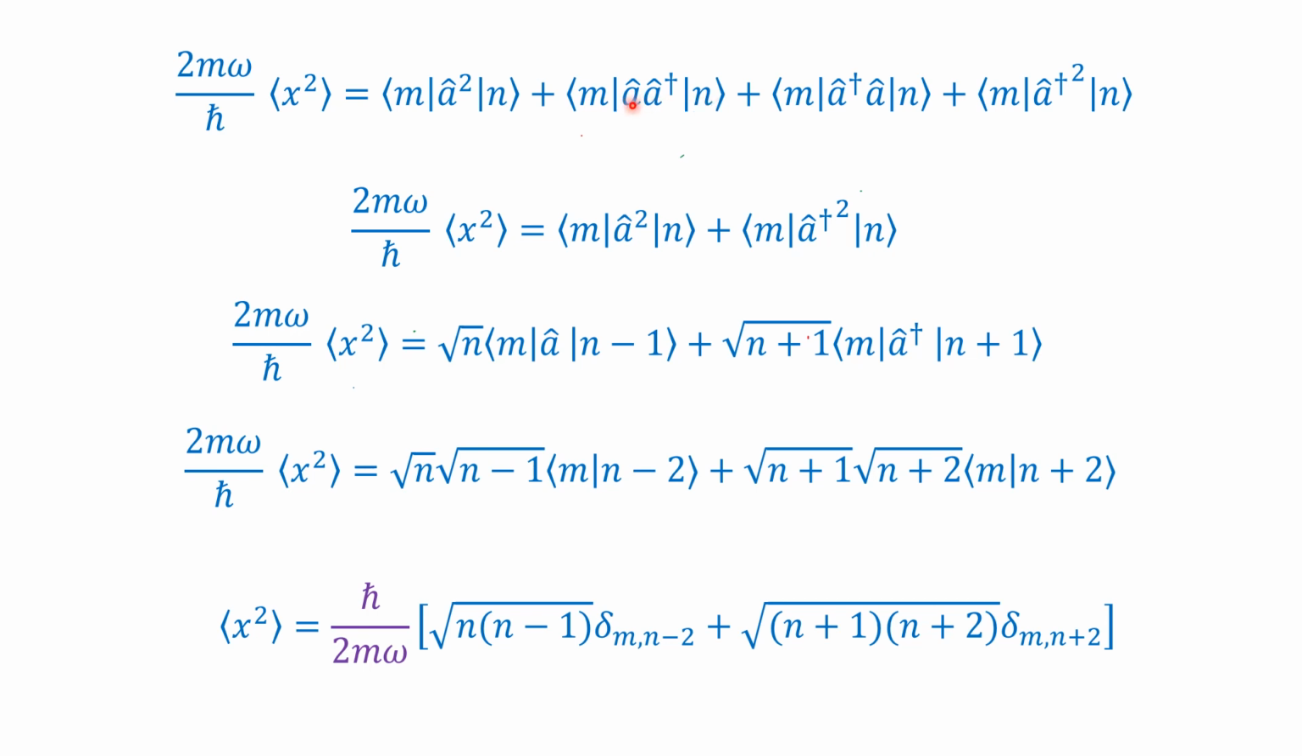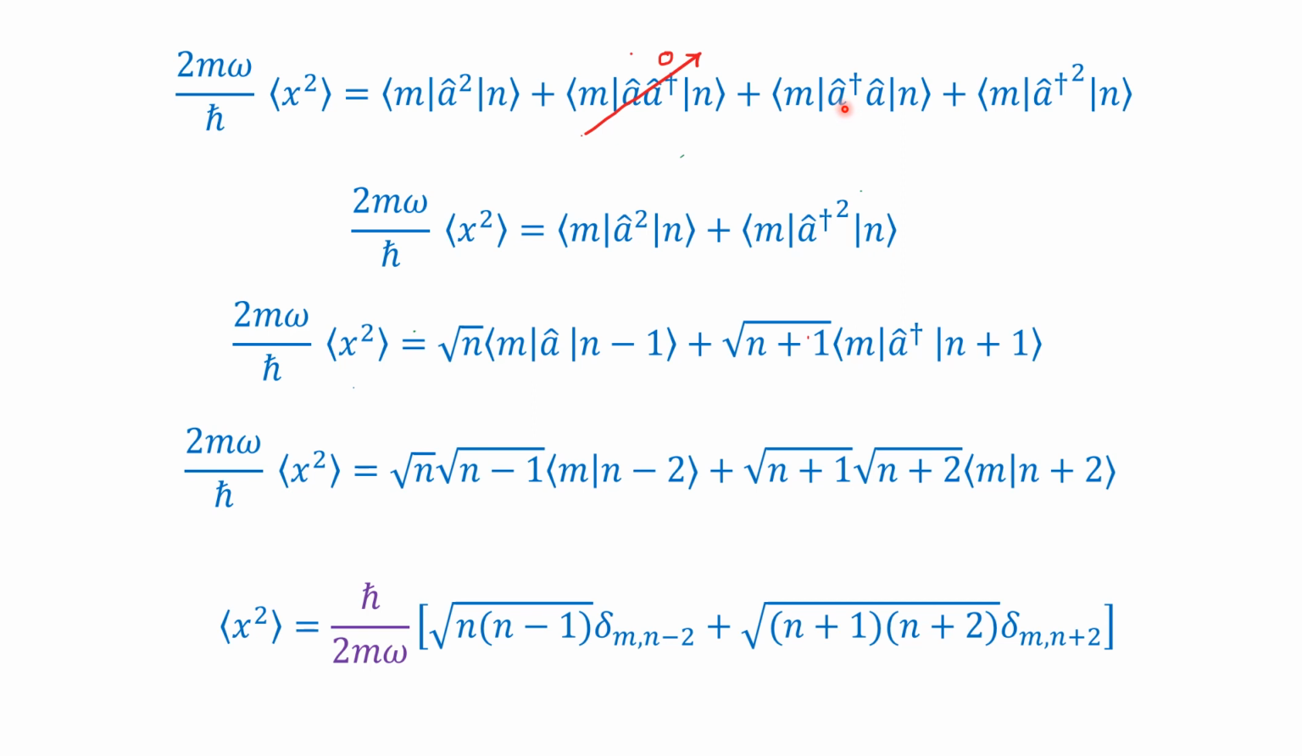When the annihilation operator acts on n plus 1, it reduces the state by 1, so n plus 1 becomes just n, with the expansion coefficient. Now it is the inner product between m and n. We know m and n are not equal in our case, so this will become 0. Similarly, when the annihilation operator acts on n, it reduces the state by 1, that is, n becomes n minus 1.